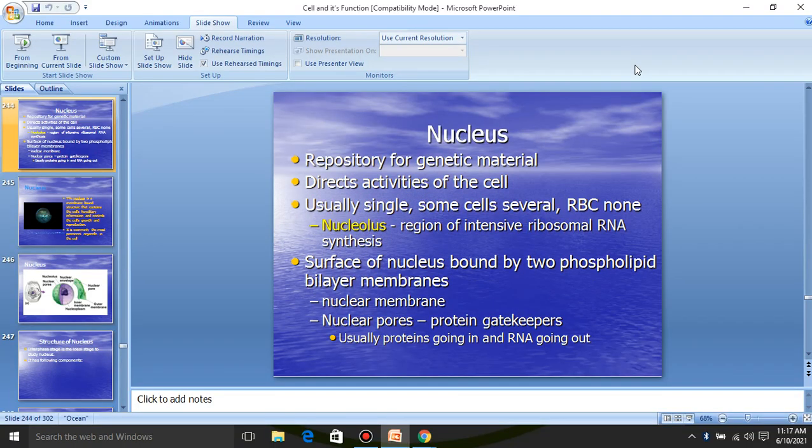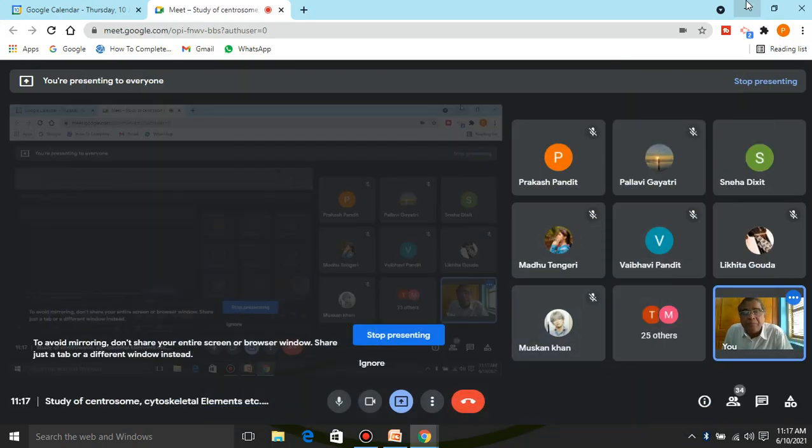Yes, tell me, is there any doubt? Or if you have not followed anything, be active. Don't hesitate to. So, I am preparing a small write up about the cytoplasm and all these things. By the time I complete this entire cell and its function, I will be able to give it to you.